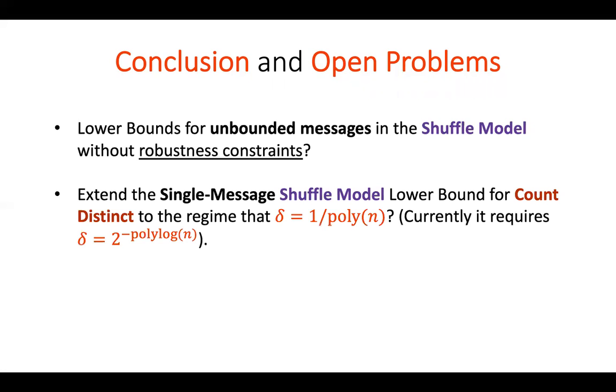Also, since our single message shuffle model lower bound only works when delta is inverse quasi-polynomial, it would be interesting to extend that to inverse polynomial as well. Currently, it only works for delta equals inverse quasi-polynomial. We believe the problem is still hard when delta equals 1 over polynomial, but the current technique seems not enough to reach it.